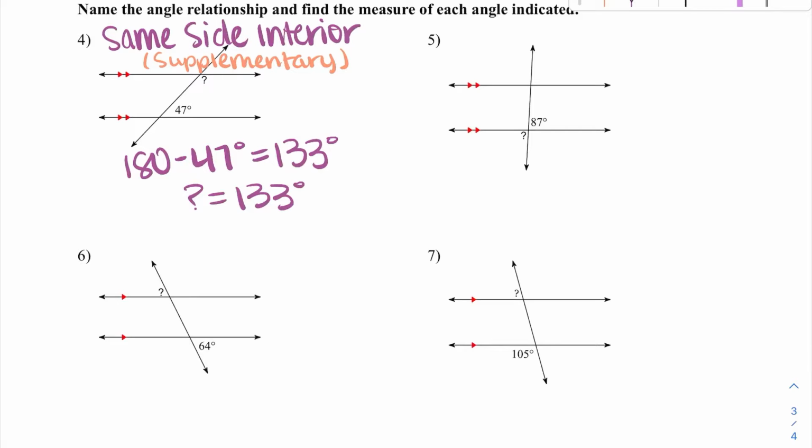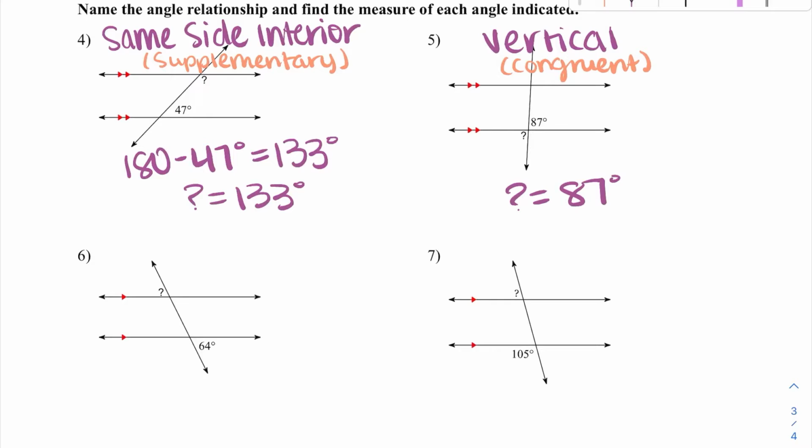Next, on number 5, I notice that these are opposite from each other when two lines cross. So these are vertical angles. Vertical angles are always congruent. So that means that these two angles should be equal. So therefore, question mark equals 87 degrees.